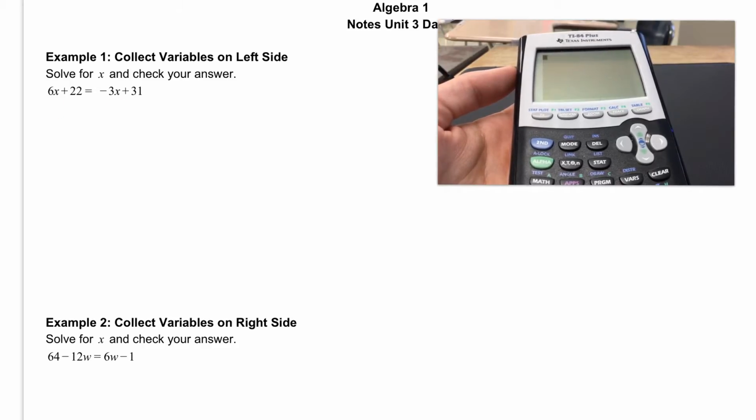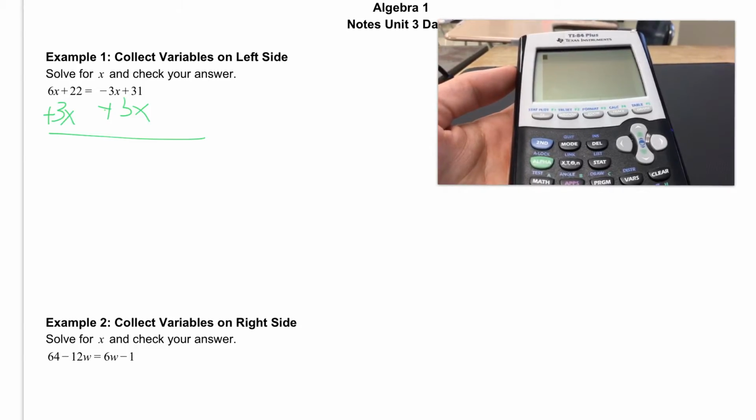It's a personal preference of mine to get rid of my negative if I can, so that means I'm going to go ahead and add the 3x. Remember, you can always subtract the 6x, it's completely up to you. But I'm going to add 3x to the left, which means I also have to add that 3x to the right.